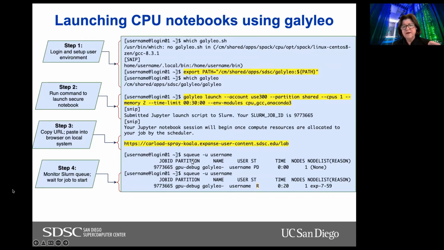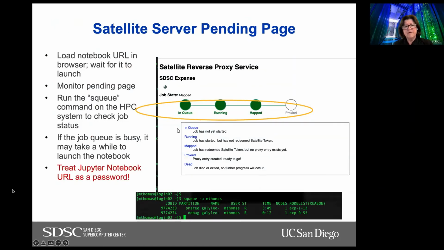If I'm impatient, I can monitor on the command line to see, is my job running. Pending, we're waiting for us to get the node, and then for things to start up, software to start up, and then all of a sudden it's running. So at this point, I'm waiting in my browser. We have the satellite server pending page with status information, so you can see where you are in the process. For example, a GPU might take a lot longer than a CPU debug request. So keep an eye on this pending page. This is what you'll see in the browser. And then this is what you would see if you were monitoring whether or not the job is running.